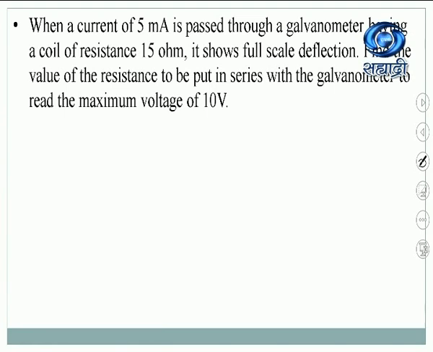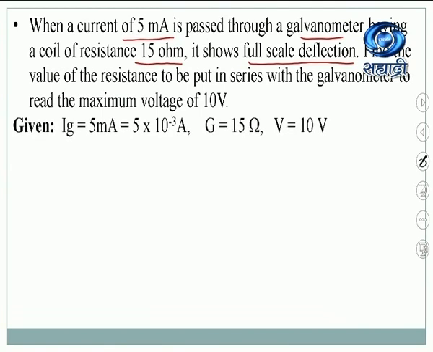Let us solve one more problem here. When a current of 5 milliampere is passed through a galvanometer having a coil of resistance 15 ohm, it shows full scale deflection. Three things are given. What are they? 5 milliampere current shows full scale deflection.